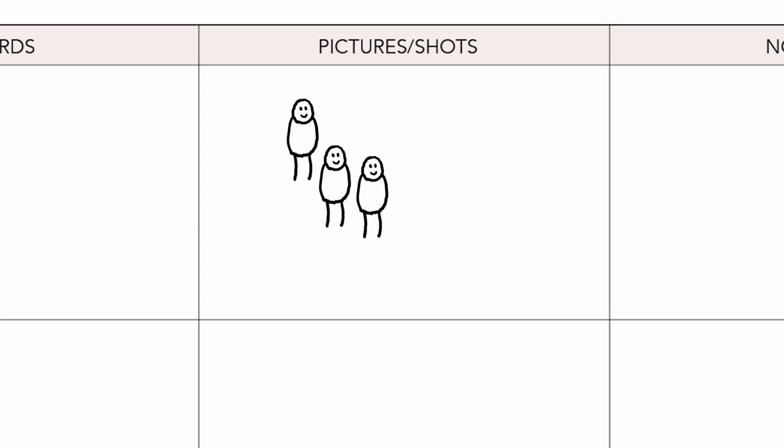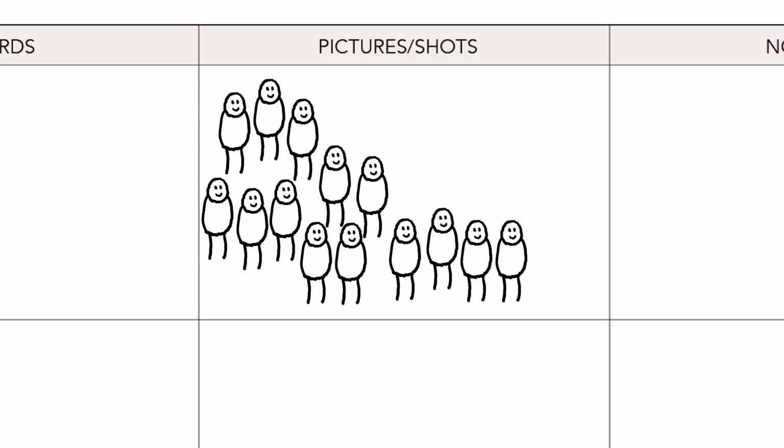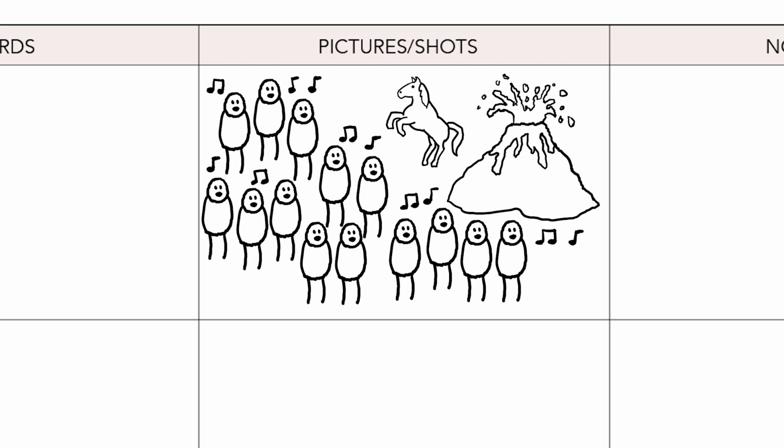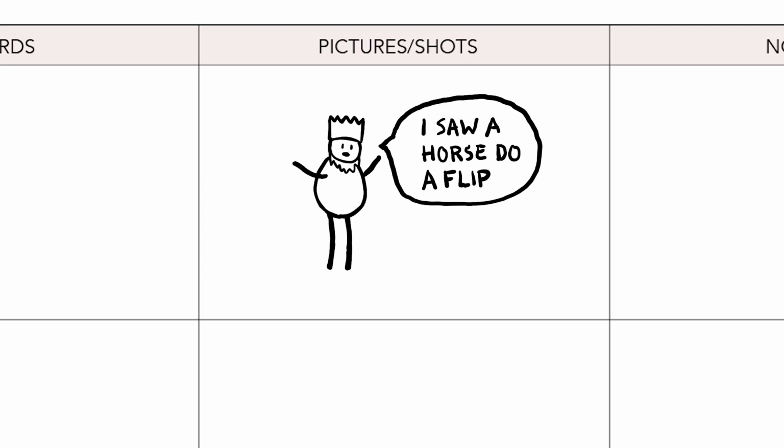The first time I approach a script, I want to add in everything. This happens every time. I want an army of people and a volcano erupting and 14 people singing and a giant horse doing backflips. Then I remember, oh, I'm actually going to have to make this thing. So instead, I end up with a single person talking about that giant horse he saw doing backflips. It's not as cool to watch, but I know how to make this.